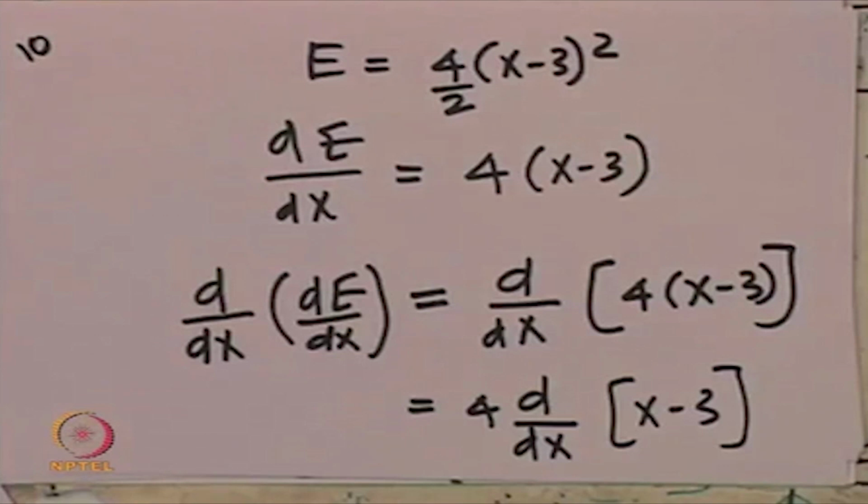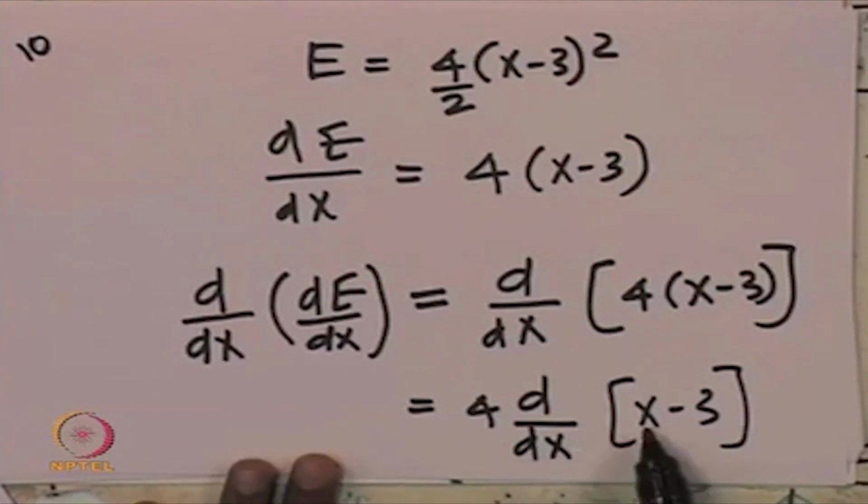So, this is what we have. By just looking at this itself, we can get the answer without doing any calculation. You know that d by dx of A plus B is dA by dx plus dB by dx. So, this is a sum. The derivative of x is 1 and the derivative of 3 is 0, because 3 is a constant. So, essentially the derivative of this is 1. So, the whole thing, d by dx of x minus 3, has a derivative of 1.